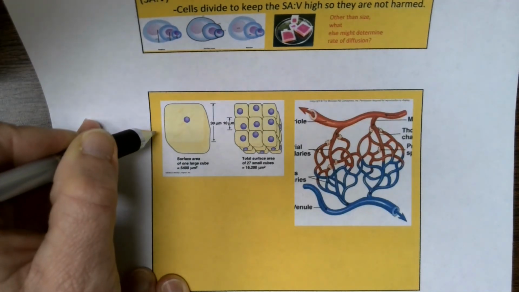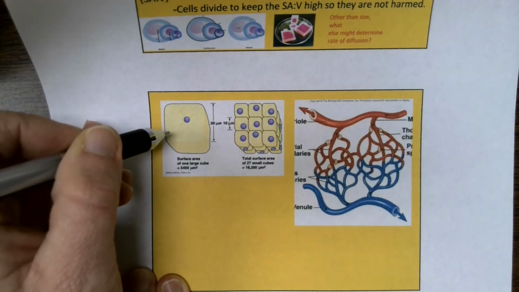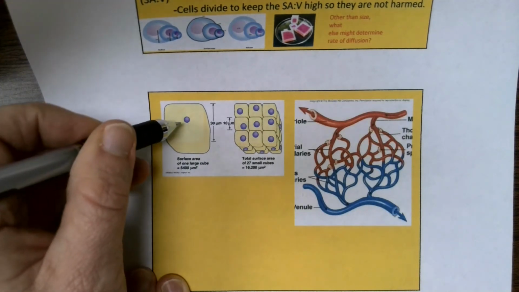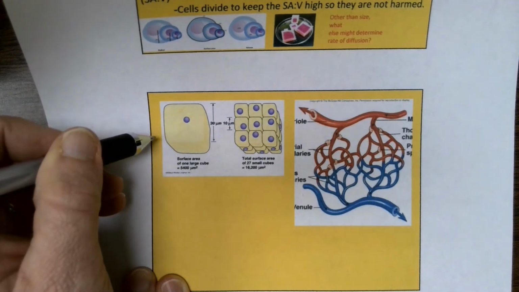So the cell may starve, okay, it may not get the nutrients that it needs, may not get the oxygen that it needs, and then it may be poisoned by the buildup of waste if the waste can't get out fast enough. So the bigger a cell gets, transportation gets harder.